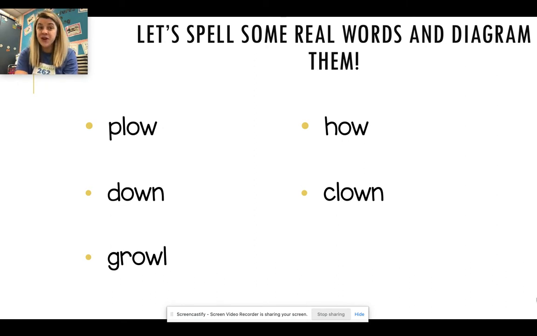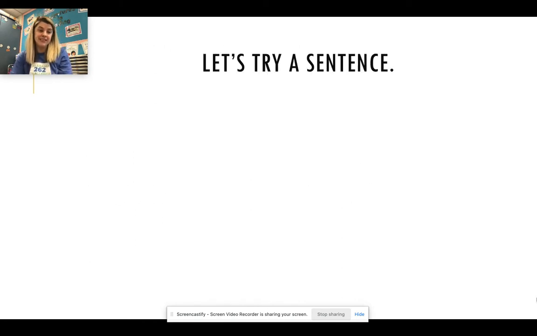Now that we've spelled our words, we're going to move on to our sentence, okay? So here we go. Remember, put your pencil down. You're going to listen to Miss Gates read your sentence first, and then you're going to write it, okay? The fast dog howls and growls. The fast dog howls and growls.